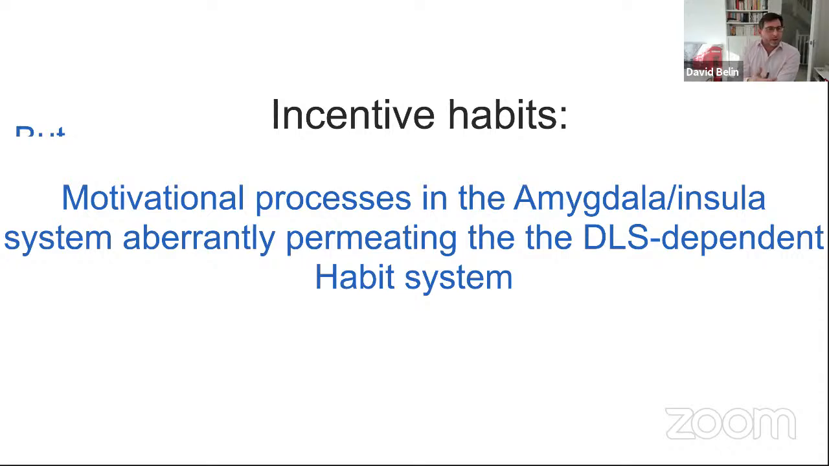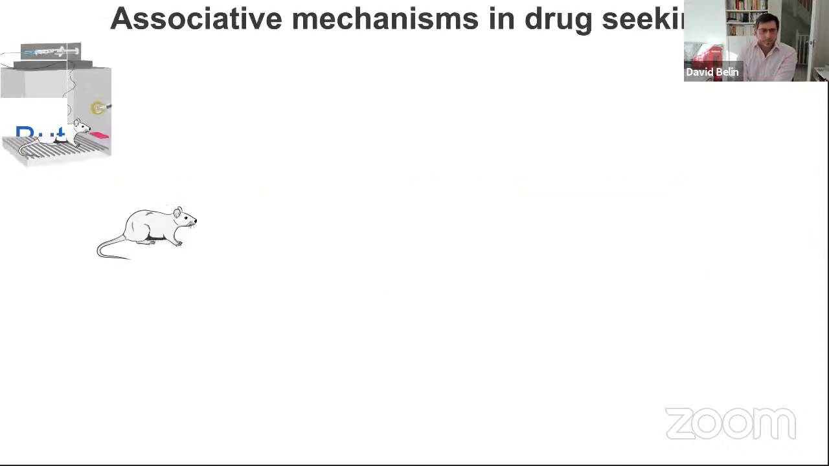So incentive habits, I would suggest, are motivational processes in the amygdala insula system that are aberrantly permeating the dorsal striatum-dependent habit system. And I'll try to show you in the next 15 minutes, I think I still have 15 minutes, Christian, how we came about understanding the process that way.